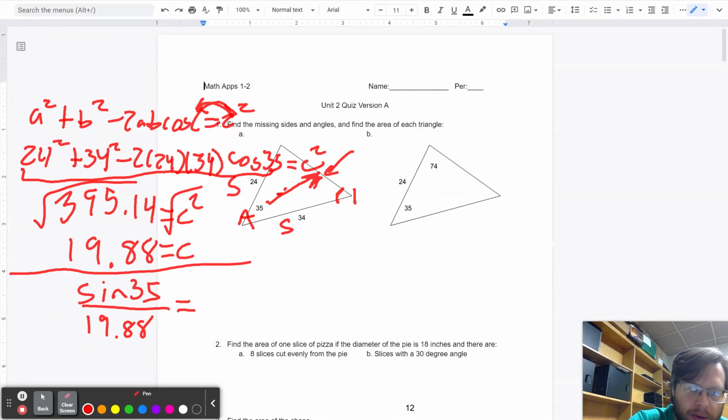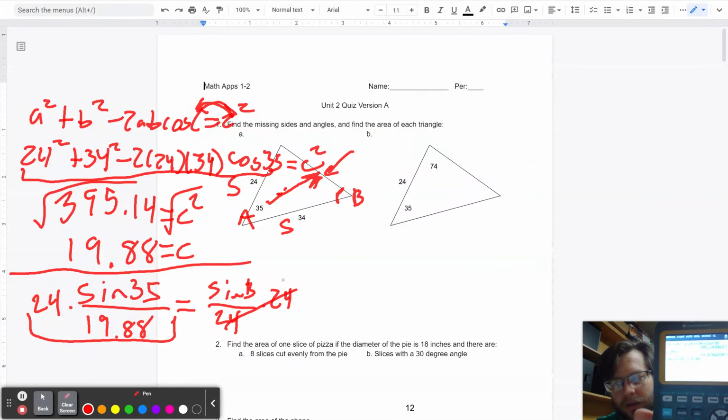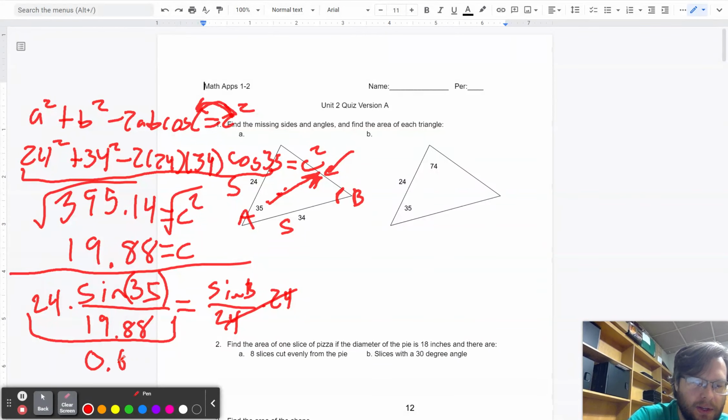Let's just call this angle B. Sine of angle B over 24. In order to solve that, I'm going to multiply both sides by 24 and type in all of this junk right there. So 24 times the sine of 35 divided by 19.88. So if you look right here, notice I have parentheses around my angle. So I typed it in with parentheses around 35. So I get 0.69 equals sine of B.